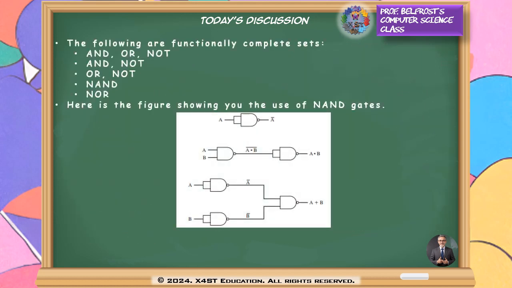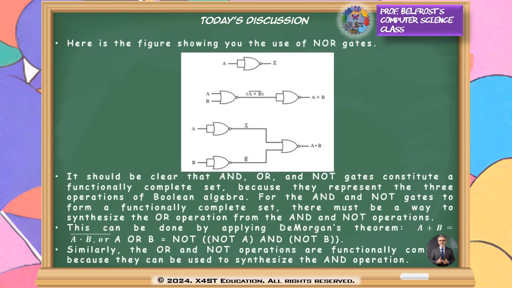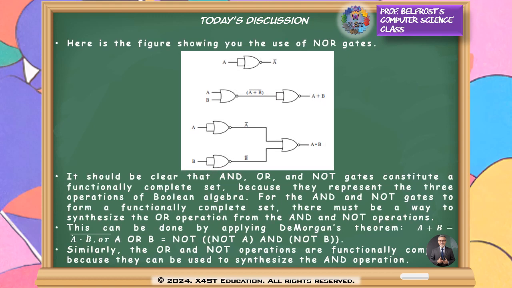Here's the complete set: AND, OR, NOT, NAND, and NOR. Here's the figure showing examples of the use of NAND gates, and here's another for NOR gates. You need to understand this. It needs to be clear that AND, OR, and NOT gates constitute a functionally complete set, because they represent the three operations of Boolean algebra. We can also synthesize the OR operation from AND and NOT operations, and the reverse is also true, as shown by De Morgan's theorem on this slide.